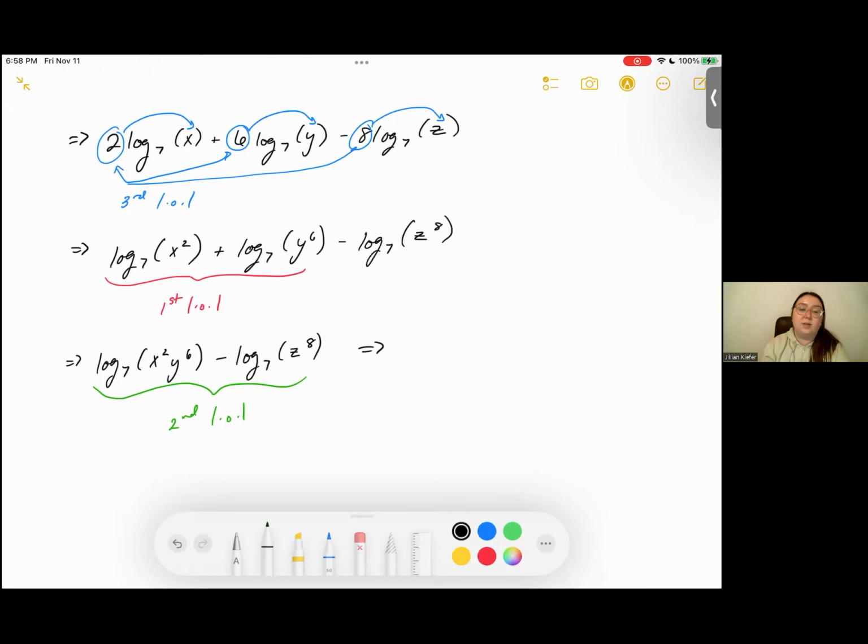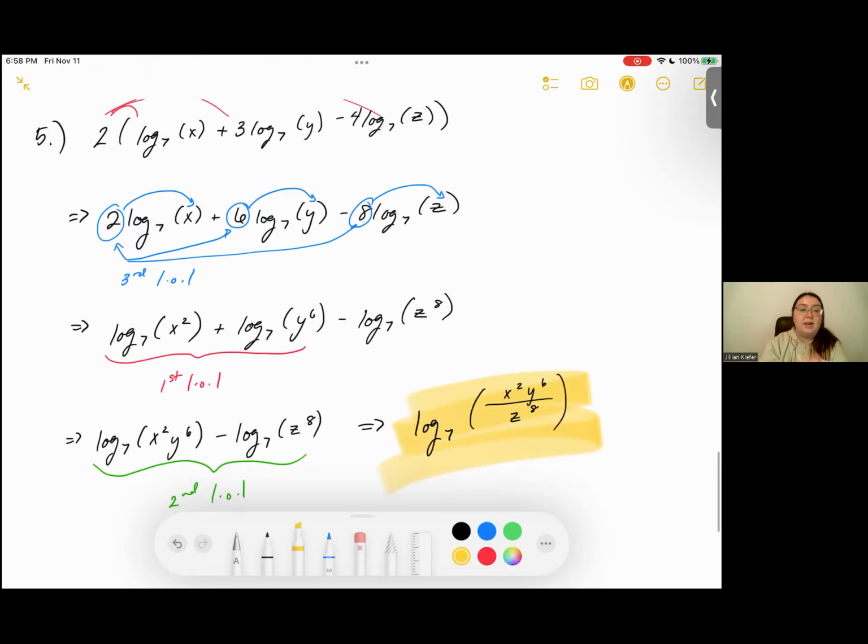So the second law of logarithms tells us that we can take what's inside the parentheses of our logarithm and divide instead, and combine into our final logarithmic term, log base 7 of x squared times y to the power of 6 divided by z to the power of 8. And that there should be our final answer.